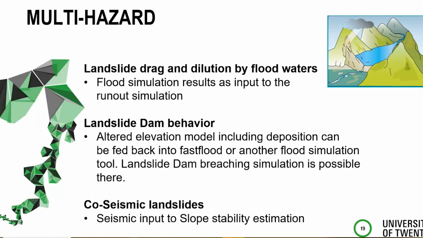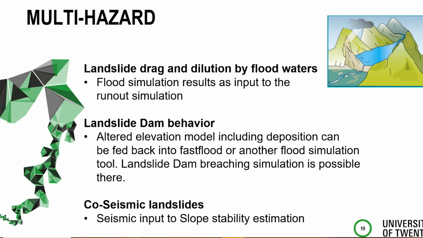I talked a bit about multi-hazards. So far, there are three that really come to mind that are going to be an option. There's more maybe in the future, but that's all for later. Landslide drag and dilution by floodwaters, so the lengthening of the runouts when it mixes. Landslide dam behavior: deposition, add that to the elevation model and feed that back into the flood model.